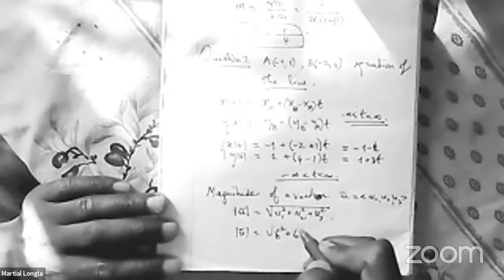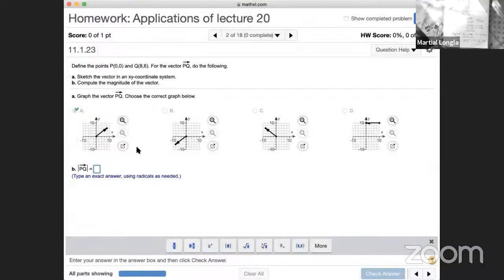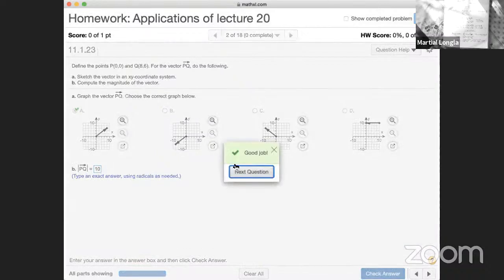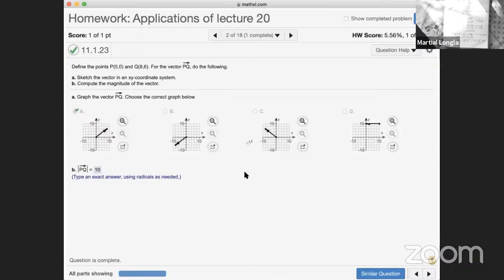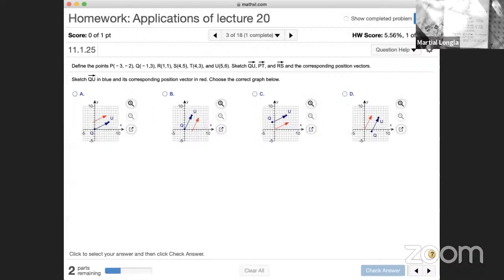In the given question that we had there, the magnitude of U would be the square root of 8 squared plus 6 squared. 8 squared is 64, and 6 squared is 36, and this is the square root of 100. So the correct answer in that question would be 10. So here, you would come and put 10 as the answer. All right. So that's how it goes.